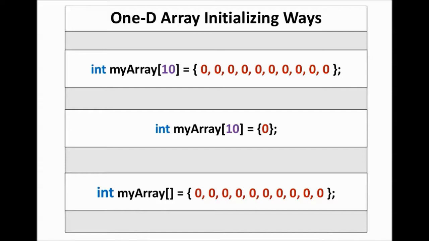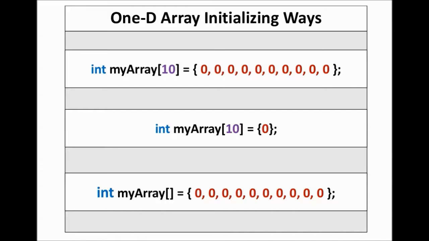One dimensional array initialization ways. There are different ways to initialize a one dimensional array. First one is int myArray[10] = {0}. Here we declare the array data type, its name, and its total values, that are 10, and we assign 0 to all these memory locations of myArray of 10 elements.